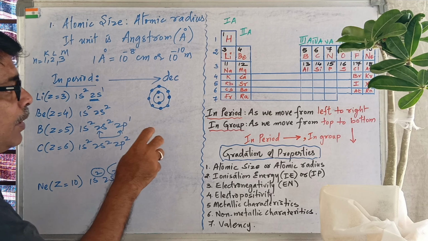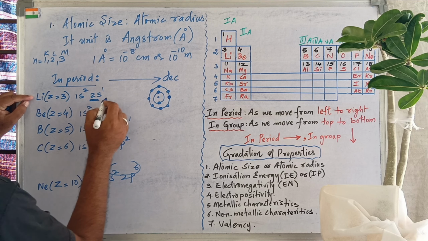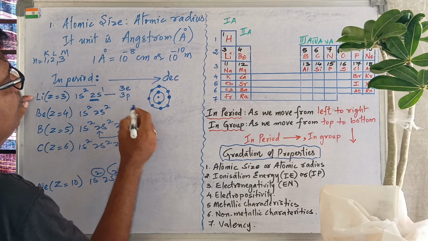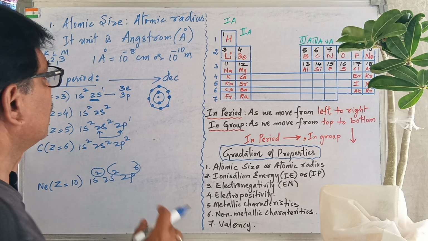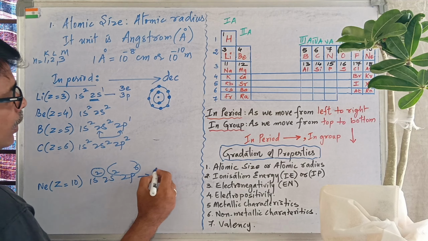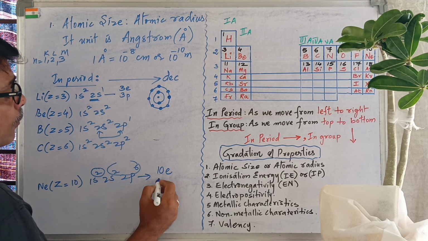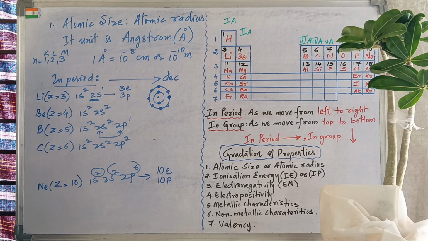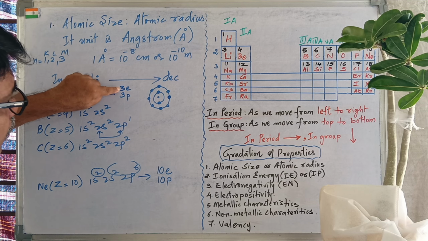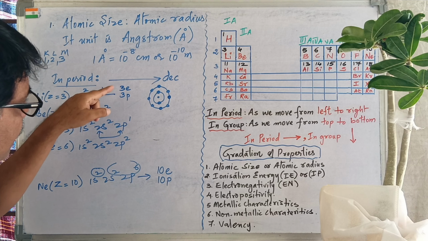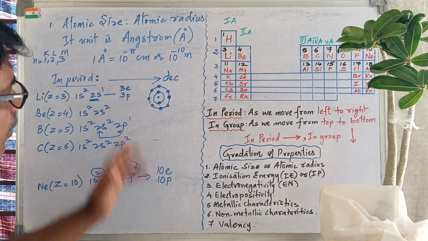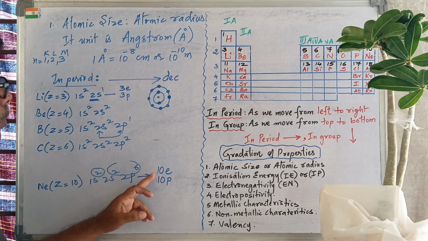Like that, now tell me, when you speak about lithium, how many electrons were there? 3. How many protons were there? 3 protons, because an atom is electrically neutral, with the same number of electrons and protons. Directly I'll go to neon. The number of electrons in neon is 10, and the number of protons in neon is 10, because the atom is electrically neutral. Here the number of electrons is 3 and the number of protons is 3. So I have gone one by one: lithium, beryllium, boron, carbon, nitrogen, oxygen, fluorine, neon. I reached neon, whose atomic number is 10, therefore 10 electrons, 10 protons.